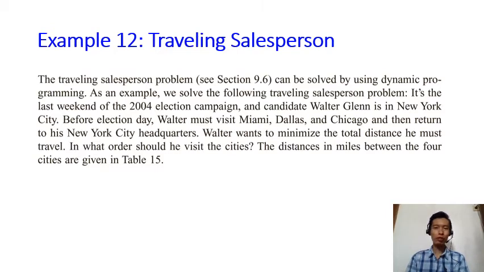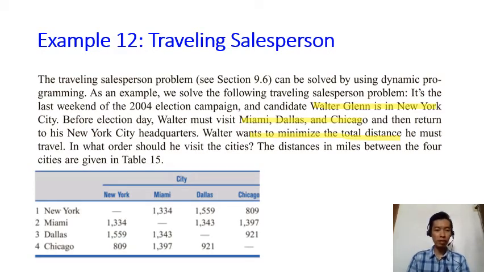This example is called the traveling salesperson problem because the analogy is the same with the job of a salesperson who goes from door to door, from one customer to the next customer to the next customer again to offer something like a product or a service. Similarly, here somebody called Walter Glenn is currently in New York and he must visit Miami, Dallas, and Chicago and then return to the headquarters in New York City. Walter wants to minimize the total distance he must travel, so the question is in what order should he visit the cities? The distances between the cities are given in this table, and one thing here is that he must visit each city exactly once.